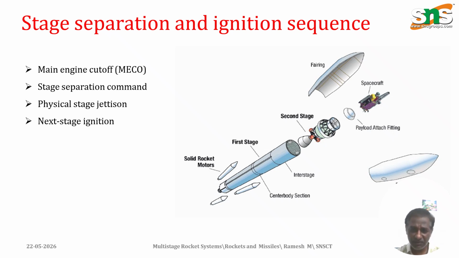The process involves carefully designed mechanisms such as pyrotechnic devices, explosive bolts, pneumatic pushers, or spring-based separation systems to ensure smooth detachment. After separation, the next stage engine ignites automatically and continues the mission. Proper timing and synchronization are essential because any failure during the separation can result in mission loss. Engineers must also consider aerodynamic stability, structural loads, and guidance control during the separation event. Modern rockets use highly reliable stage separation systems to improve safety, payload delivery capability, and overall mission success.